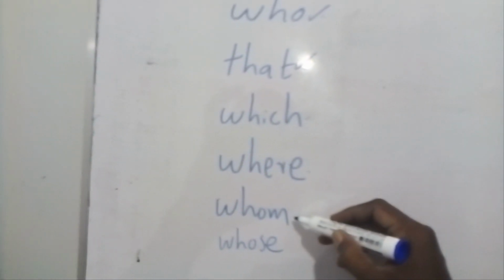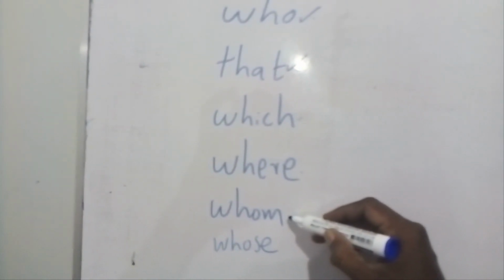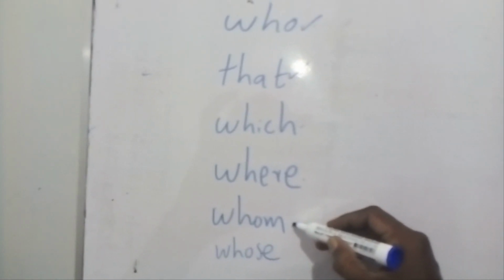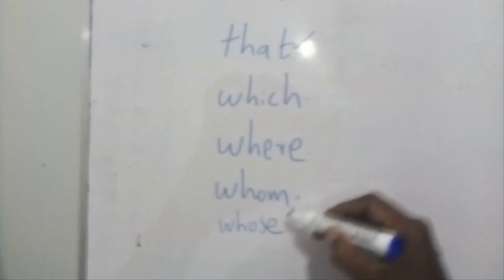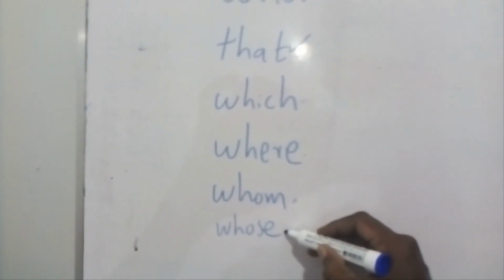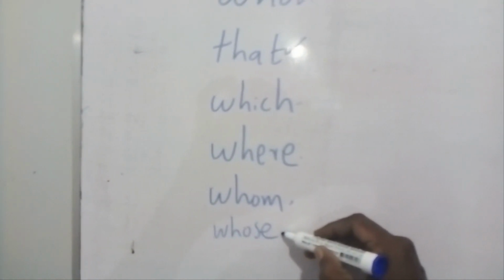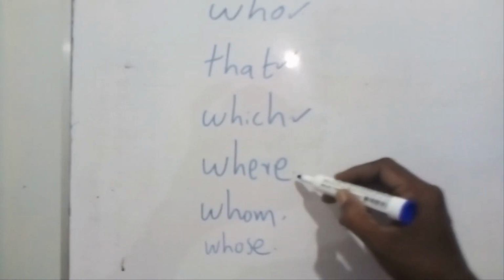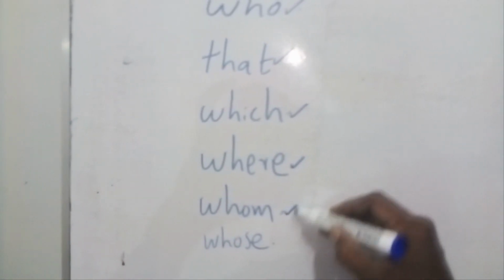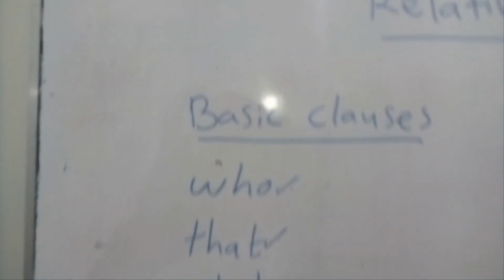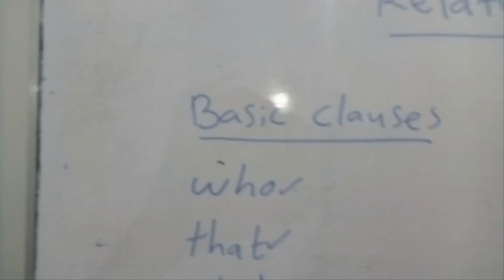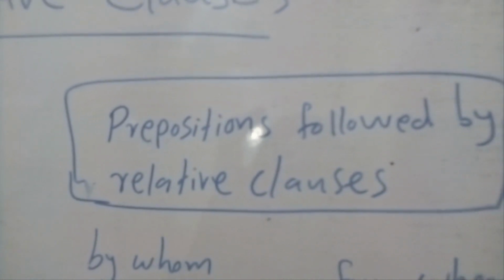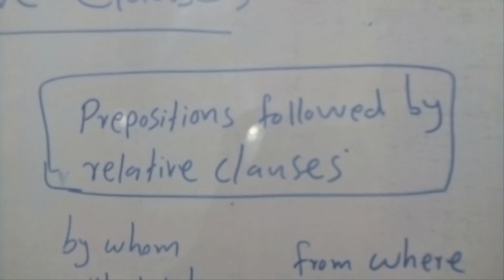And to describe a person, I mean, when the person is an object here, then we use whom. And whose we use to describe a belonging of a person. I will explain one by one what they are. These all belong to the basic clauses. And the other one is prepositions followed by relative clauses. This is somewhat complicated and advanced.